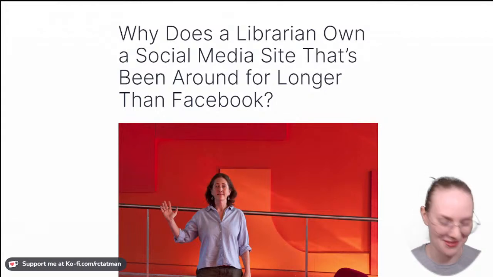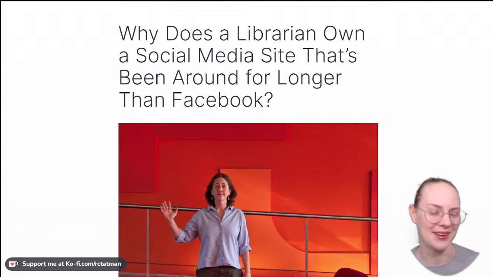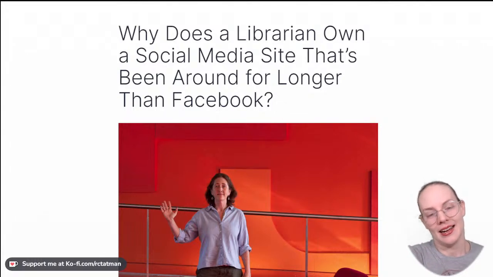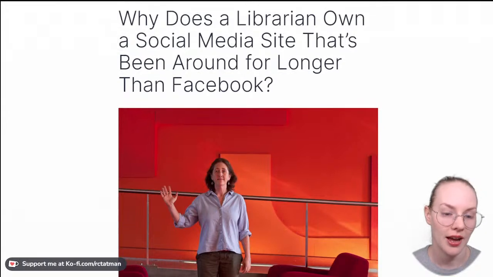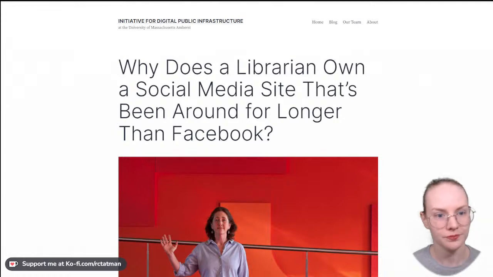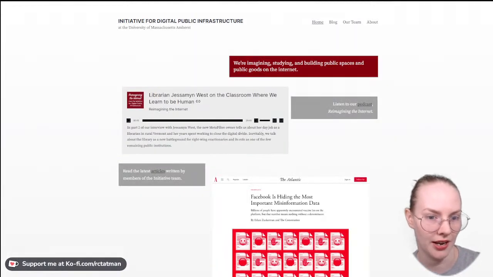Anyway, sorry, I'm just getting really emotional about how great librarians are. And most of them have master's degrees in information and organization of information and finding it, et cetera. So I think librarians running social media platforms makes honestly a lot of sense, particularly if they are public infrastructure.